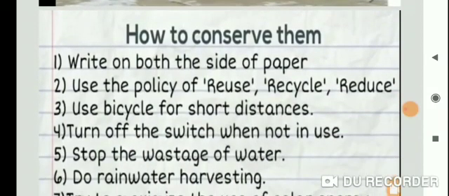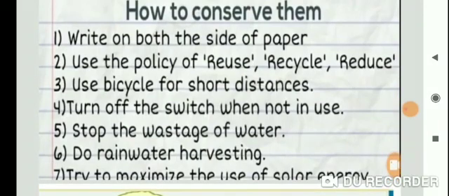Now, how to conserve them? Write on both sides of paper. Use the policies of reuse, recycle and reduce. Use the bicycle for short distances and turn off the switch when not in use. Stop the wastage of water. Do rainwater harvesting. Try to maximize the use of solar energy. So how to conserve them? This factor is related to all; are you clear?